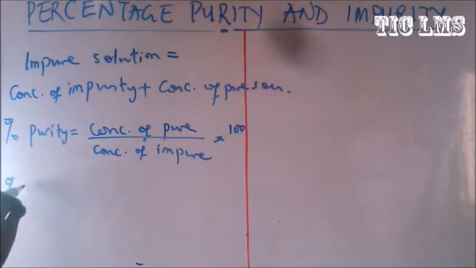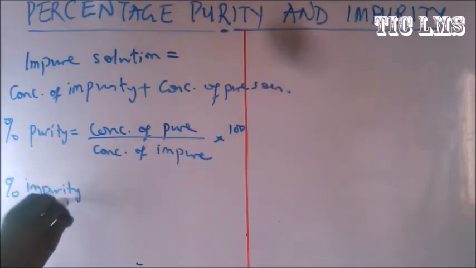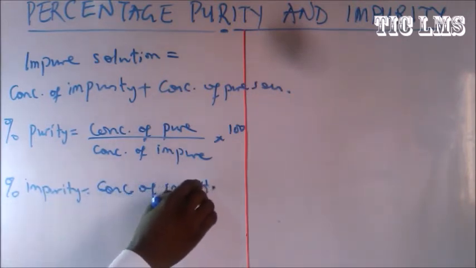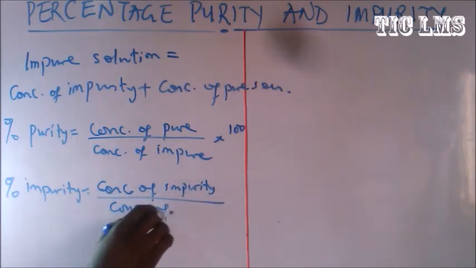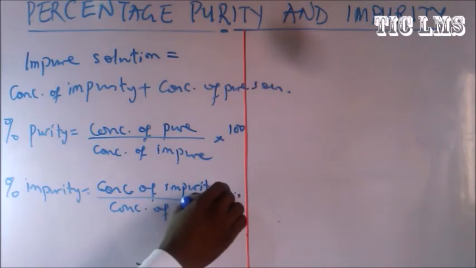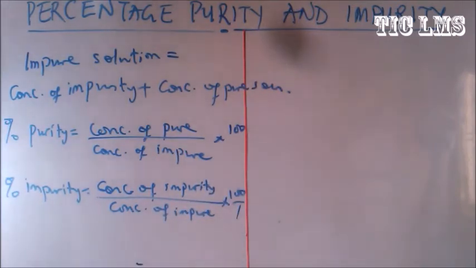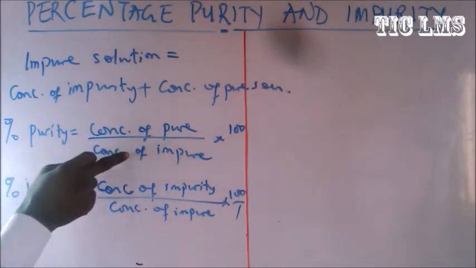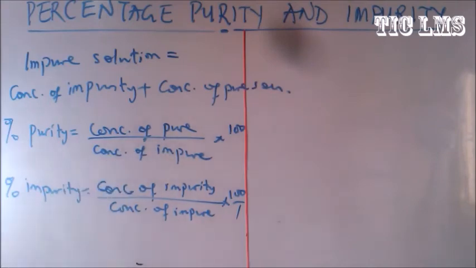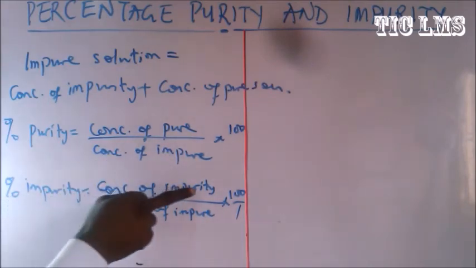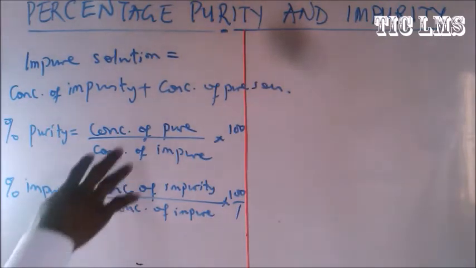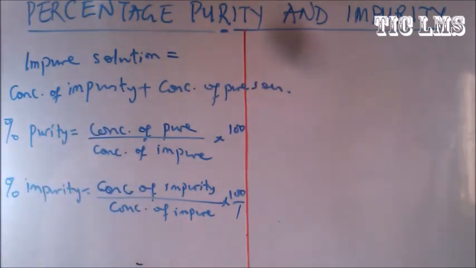Likewise, we can calculate the percentage impurity by saying that concentration of impurity over concentration of impure multiplied by 100 over 1. So this is the pure concentration, while this is the total, that is the total of impurity and the pure. While this percentage impurity is the concentration of the impurity over the concentration of the total. And so in these aspects of volumetric analysis, these are the basic formulas we will be using to solve questions.